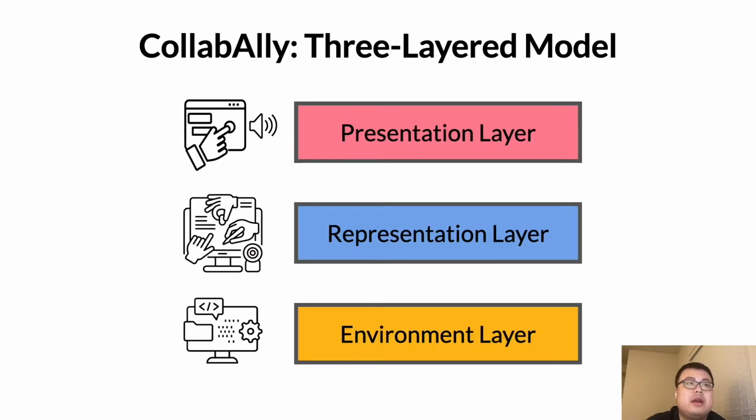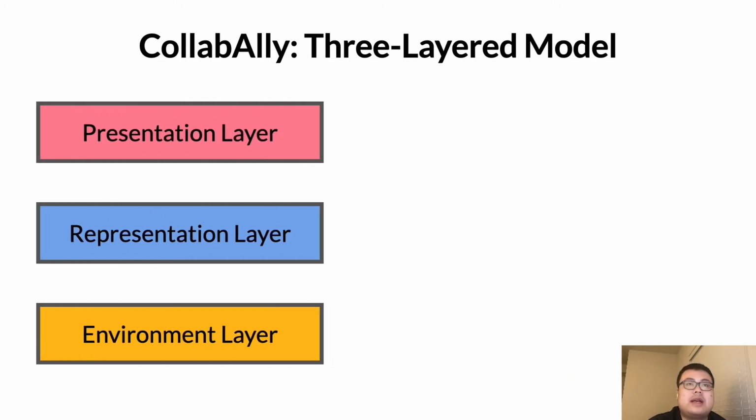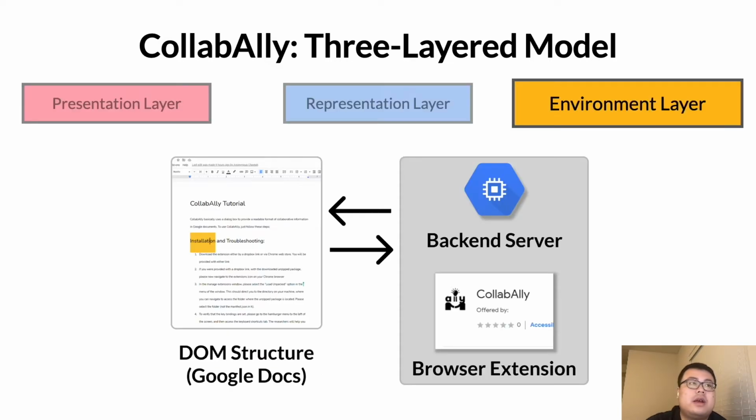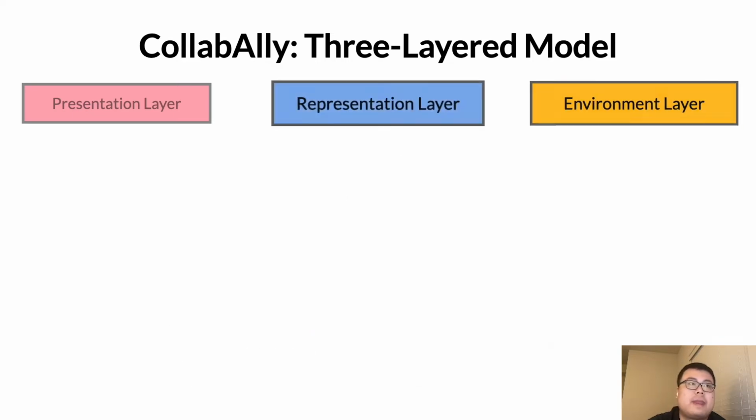After iteration, CollabAlly uses a 3-layer model to first extract the state of the collaborative environment, second, identify and represent key collaboration activities in the environment, and finally, present it to blind users in an accessible and understandable manner. To extract a collaborative environment, we first fetch the DOM structure of the Google Docs using both a front-end browser extension and a back-end server.